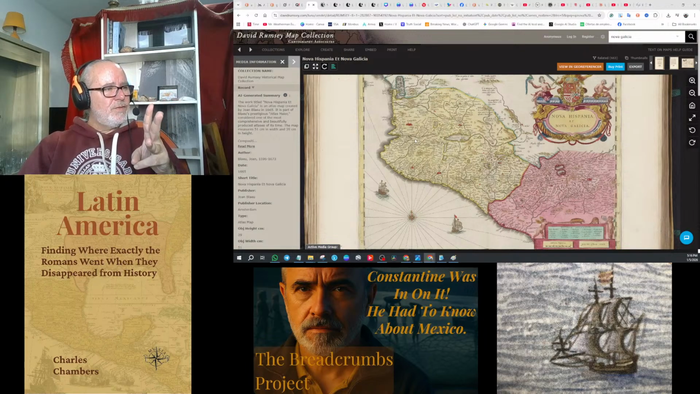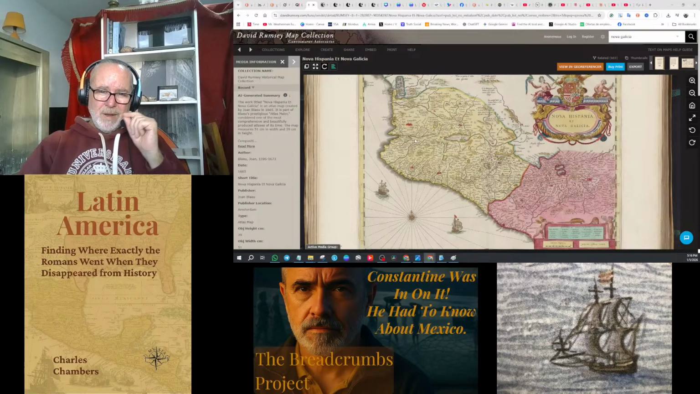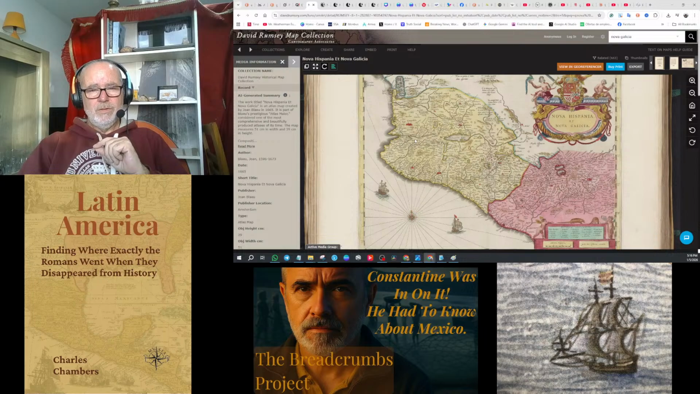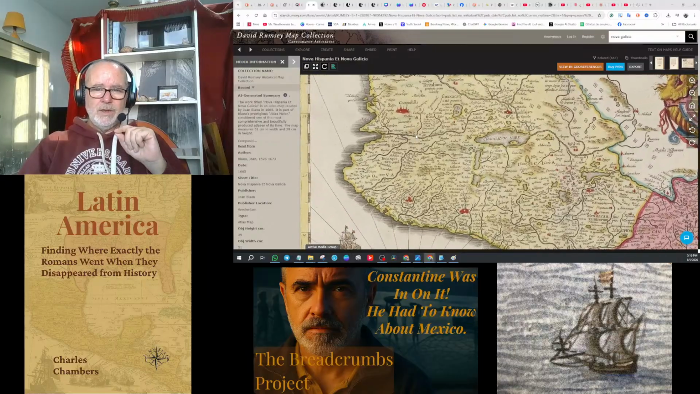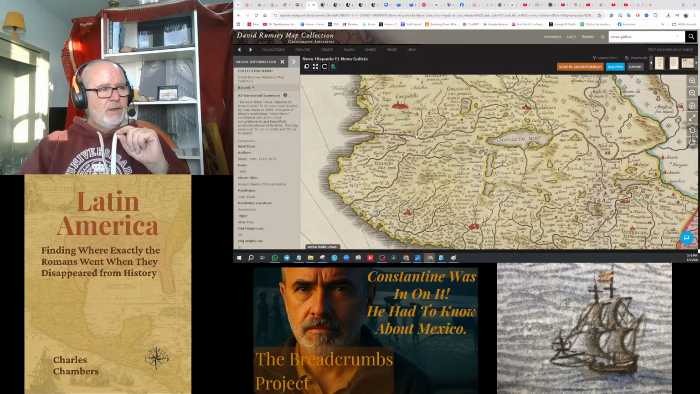This map says that it's from 1665. Impossible. Impossible. 1665 Latin was a long dead language. And the Nahuatl, the native language, was long dead as well, and wouldn't have been available to the cartographers.